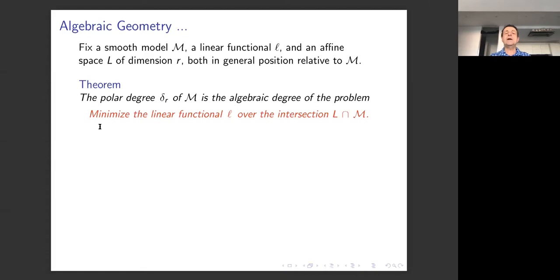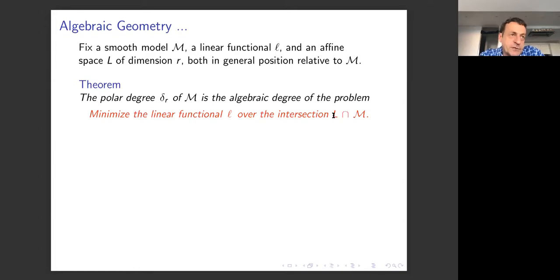Minimize the linear functional L over the intersection. So M is the model. Then I'm going to cut my model with a fixed number of general linear constraints, and I get an intersection. And over this intersection, I want to maximize or minimize a linear function. Now, this theorem says that if M is an algebraic variety, then the rth polar degree is the algebraic degree of this problem. So by algebraic degree, I mean the number of complex critical points.